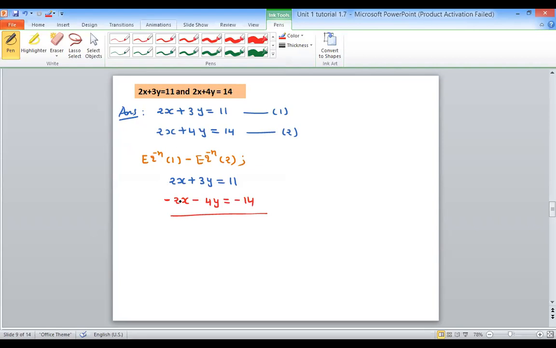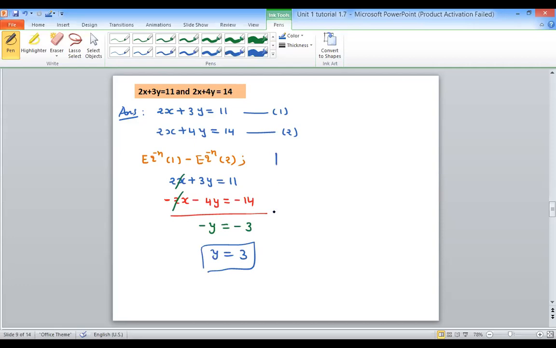So look here, plus 2x and minus 2x cancel. Here 3y minus 4y gives minus y. 11 minus 14 gives minus 3. So both have a minus sign. Minus minus cancel from both sides. y is equal to 3. This is your y.